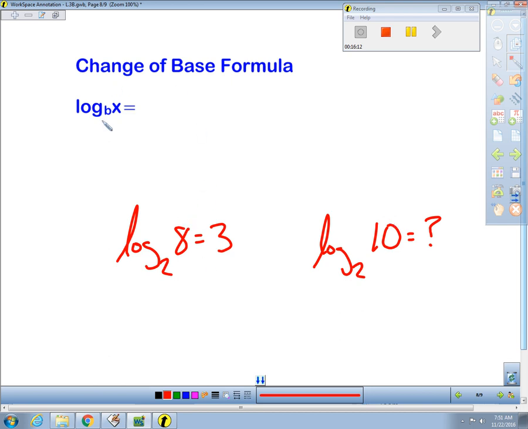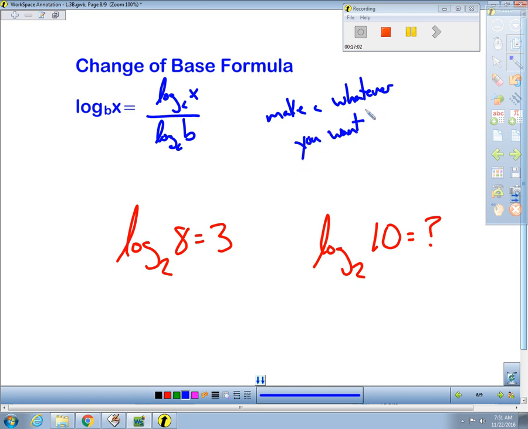We can take a logarithm and change the base of the logarithm by doing the following. I can take the log base c of x over the log base c of b. Notice what I did here. I took the log of x over the log of the base. What did I change the base of the logarithms to? C. You can make c whatever you want, whatever is convenient. Now, what would make sense for us?